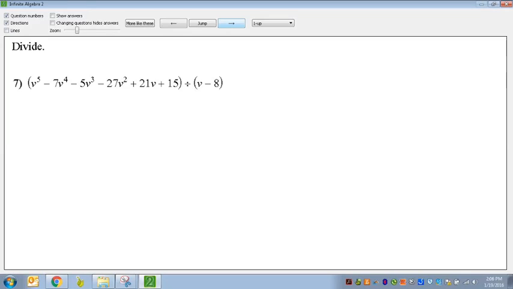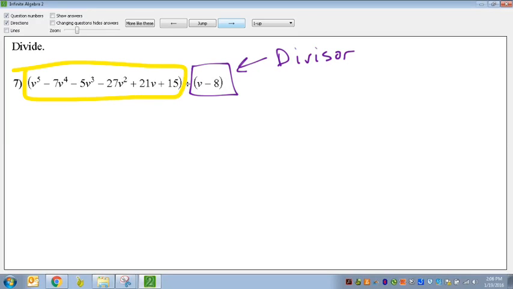And the way you make the determination is with the divisor, okay, just to kind of throw some terms out there to you. The v minus 8, that's called my divisor. And the v to the 5th, 7v to the 4th, all that, this is what we call the dividend. Dividend of the divisor, we're talking about the divisor.